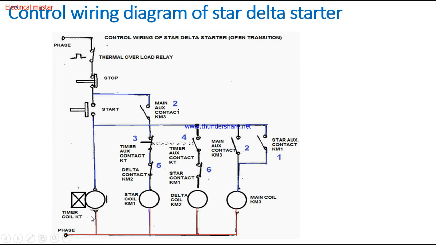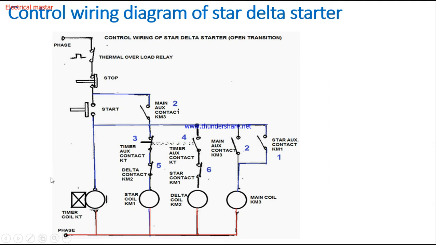So when we press the start push button, the supply will come out and, in parallel, it is taken out and also directly connected to the timer. So the timer will pick up. Here we are using the on delay timer. We know on delay timer means until the delay seconds are complete, it will not turn the NO contact to NC. So once the relay picks up, it waits for the delay seconds.